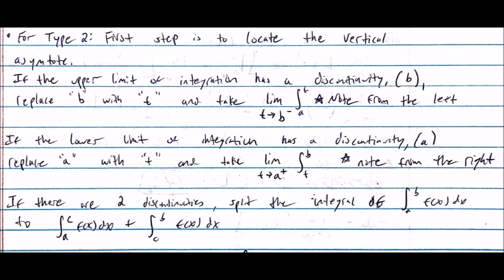If the lower limit of the integration has a discontinuity, which is a, replace a with t and take the limit as t approaches a from the right of t to b. Note that it is from the right this time. That is because from the left it would not exist there. It would not be part of the integral that we're actually interested in. So if there are two discontinuities, you want to split the integral of a to b f of x dx into a to c f of x dx plus b to c f of x dx, leaving out that discontinuity in between c.